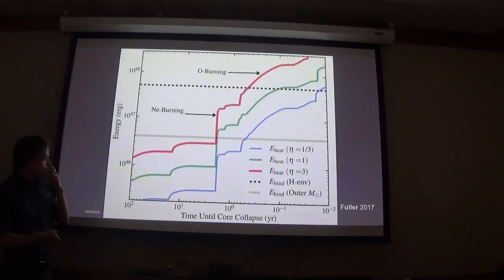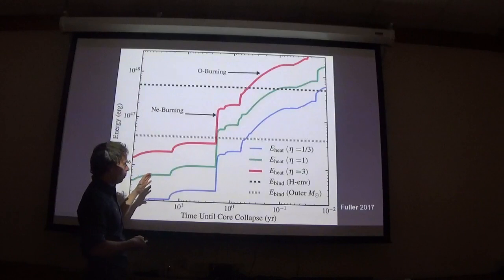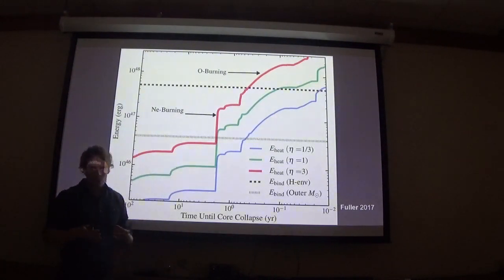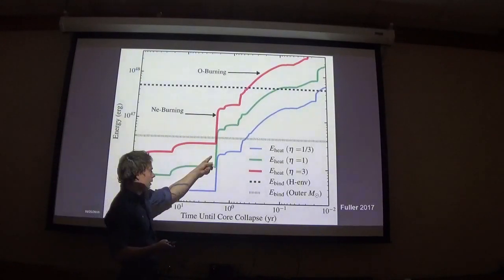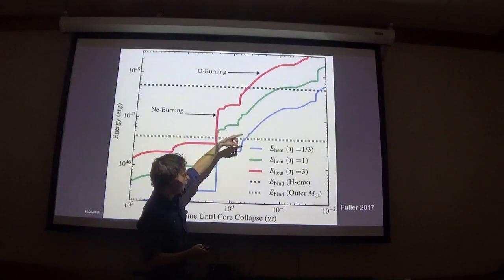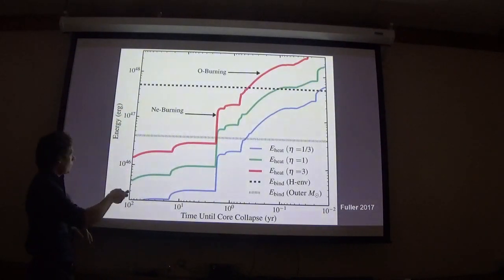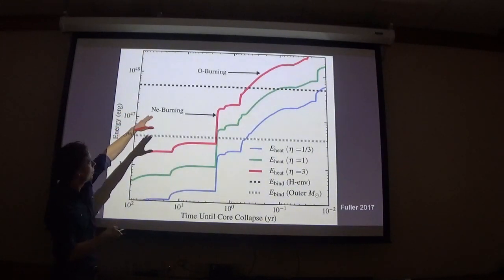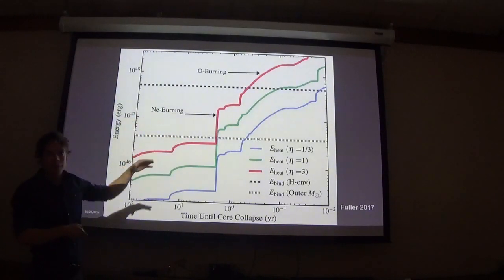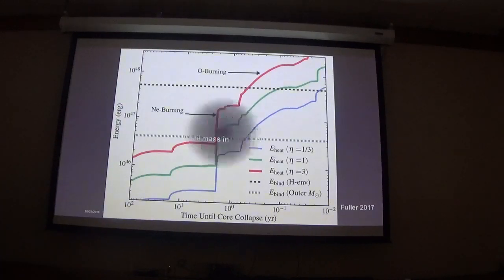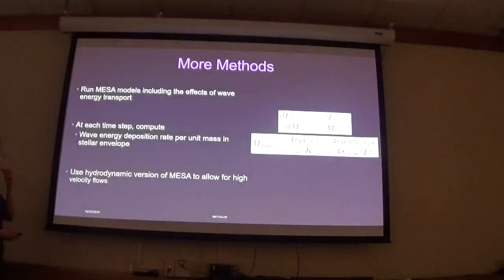The total wave energy deposited in the envelope layers of these models, there's some uncertainty in the amount of power put into waves in the first place. Green is our fiducial model. The point is that the wave energies deposited in the envelope are of order 10^48 ergs by the end of the evolution, and that's comparable to the binding energy, which is that black dashed line, of the envelope. So they're sort of just able to unbind or start to unbind the envelope before the star dies.